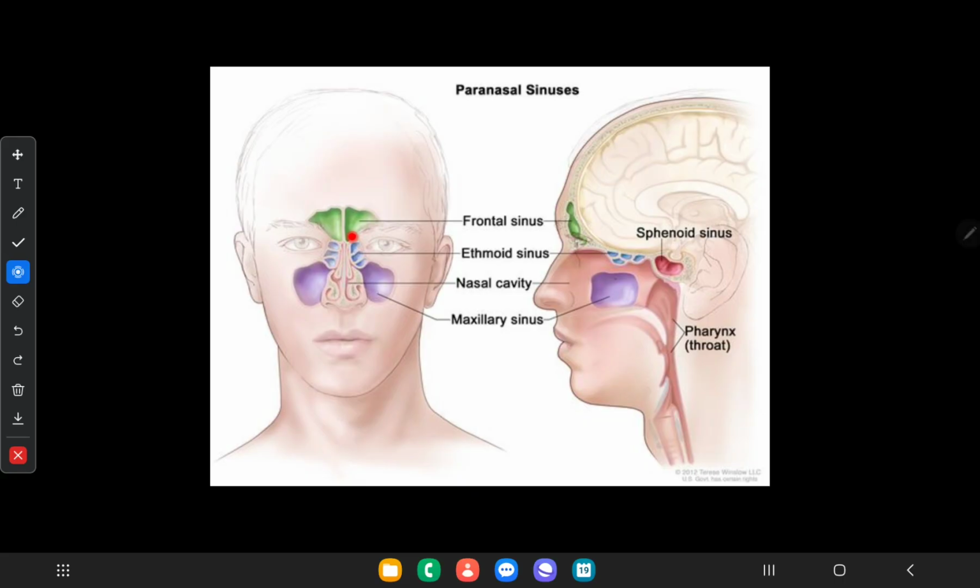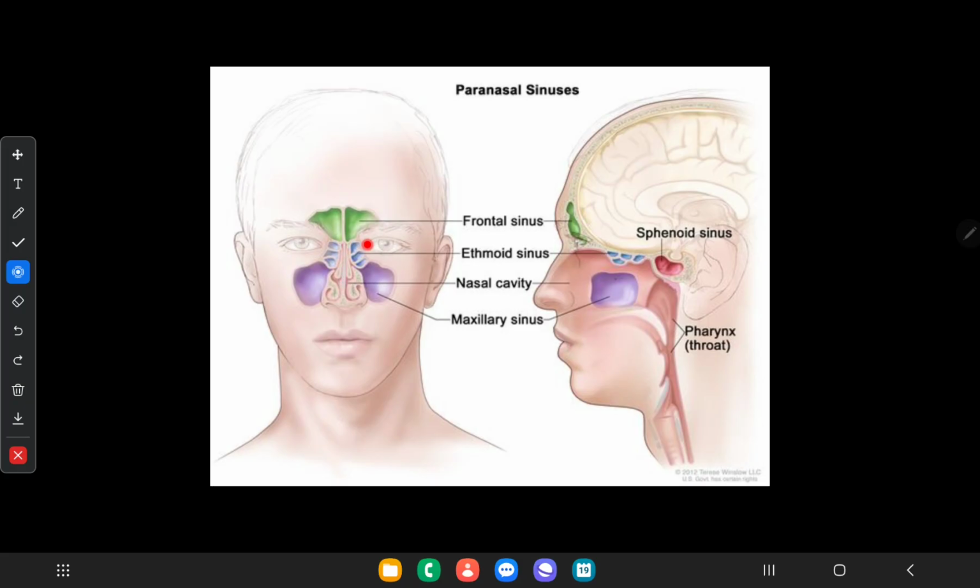Next, I will discuss the ethmoidal sinuses. The ethmoidal sinuses you can see here in blue color. These are the ethmoidal sinuses. These sinuses are thin-walled air cells in the labyrinth of the ethmoid bone, located between the upper part of the lateral nasal wall and the medial wall of the orbit.